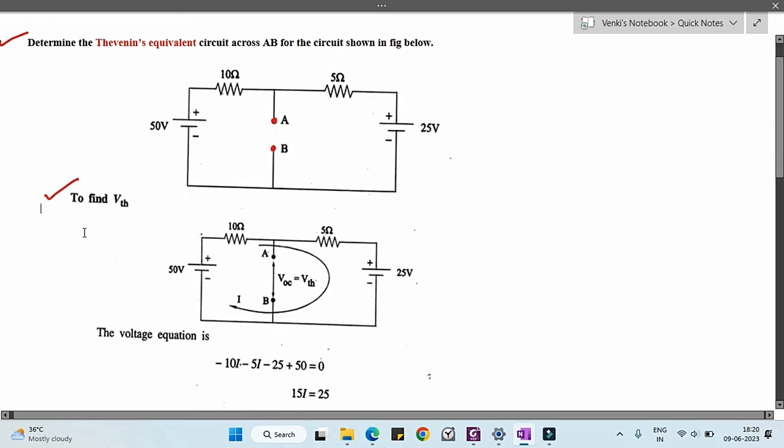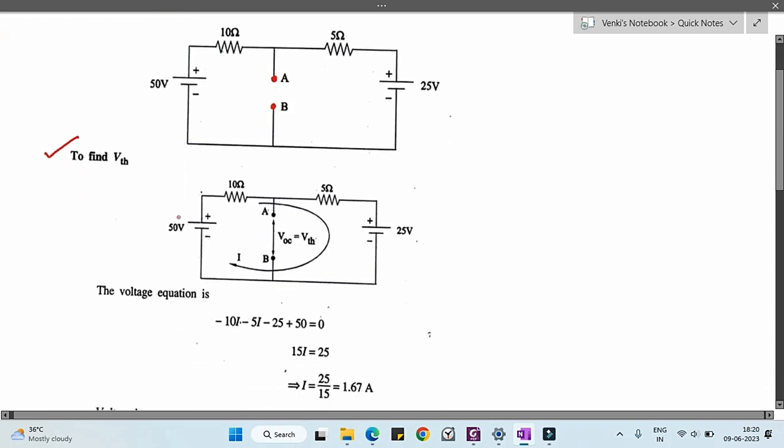In order to find the V Thevenin, what we need to do is calculate the voltage across these A and B terminals. In this circuit, we are going to apply Kirchhoff's voltage law. So what is Kirchhoff's voltage law? The algebraic sum of the voltages in a closed loop is equal to 0. So the voltages across this loop sum to 0.